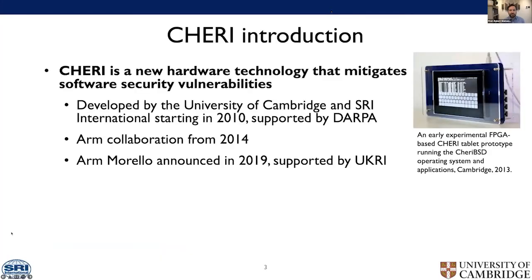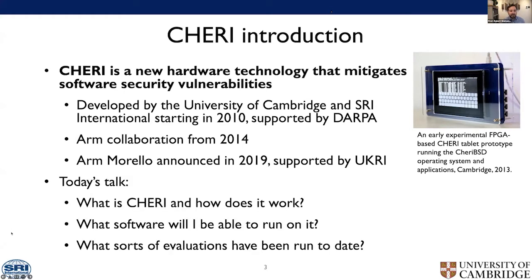So just to briefly introduce, Cherry is a new hardware technology. It's an extension to processor designs that is intended to mitigate software security vulnerabilities. Work on Cherry began at the University of Cambridge and SRI International in 2010, supported for about a decade by DARPA. We began a collaboration with ARM in roughly 2014, and supported by UKRI, in 2019 ARM announced their Morello processor system on chip and board, which Richard will tell you about in a few moments.